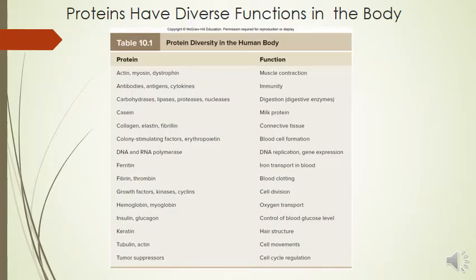If you look at this slide, you can see some of the protein diversity in the human body. You can see the different types of proteins and what their function is. As we go through this course, we will be learning about individuals who do not have specific genes and the effects that this can cause, because the absence of one protein can cause a disease.